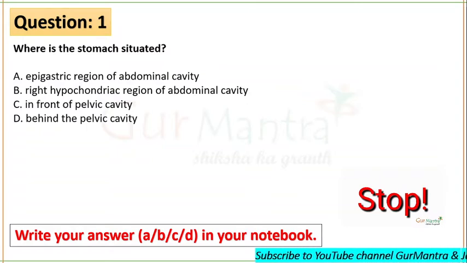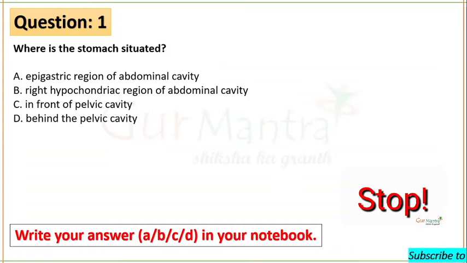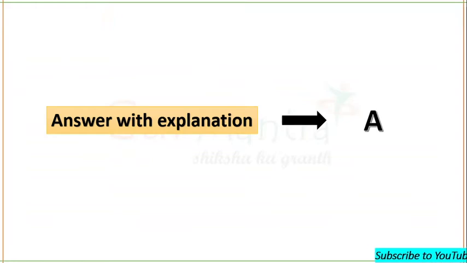Where is the stomach situated? It is situated in the epigastric region of the abdominal cavity. So A is your right answer. Next question on your screens.